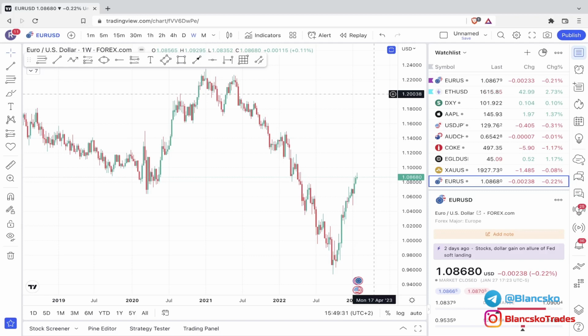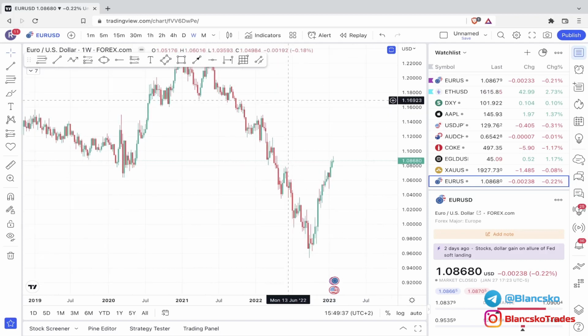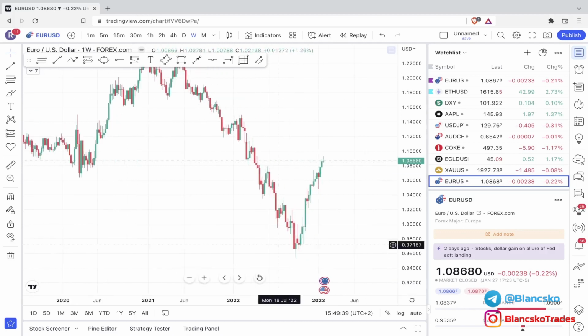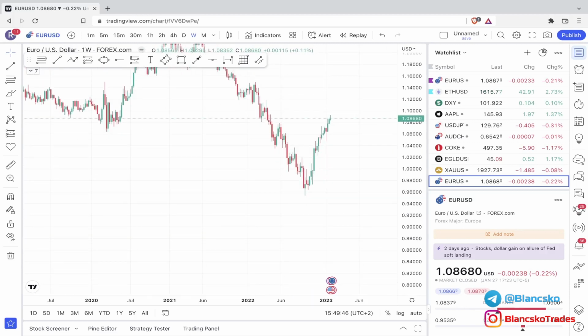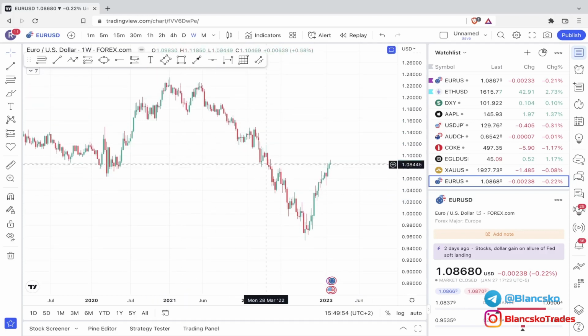I'm just gonna start off with the weekly time frame to see where we are currently at from the macro perspective with the euro dollar pair. You might know that I am a very big fan of market structure. In my opinion, market structure is key because without it, we don't really know where we are at a specific time. So we can see that we had a bearish trend started in May 2021.